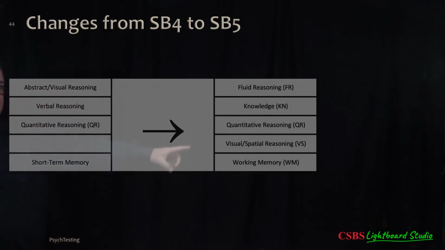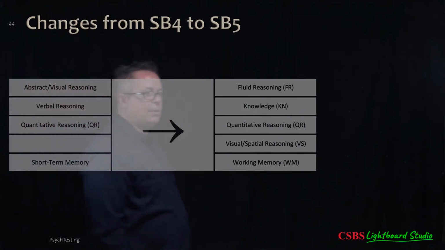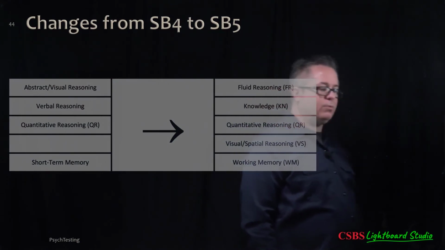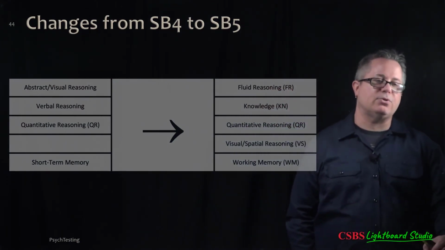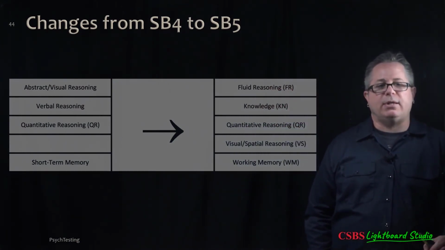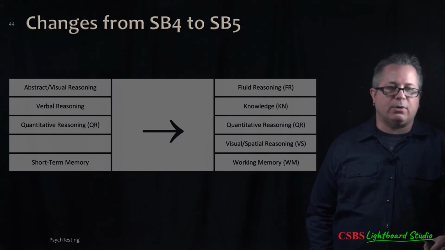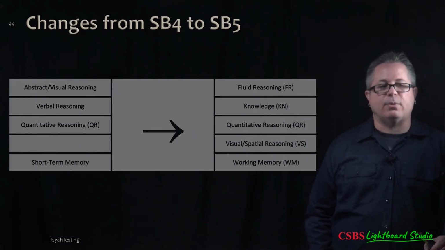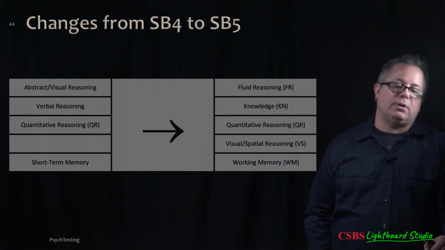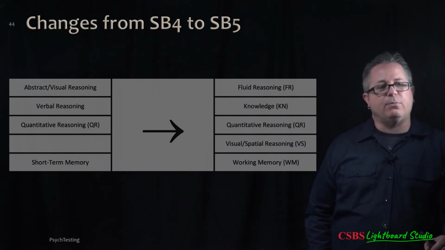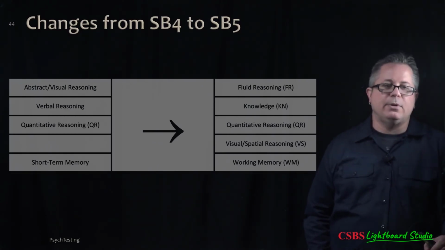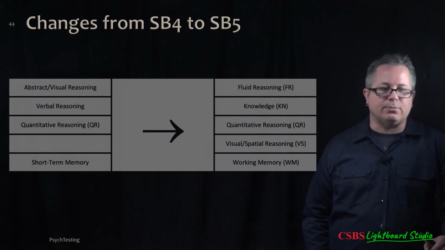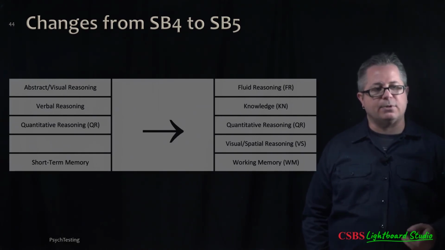So visual spatial is new. Abstract visual reasoning, what they had before, they now renamed as sort of fluid reasoning. What was before verbal reasoning was now rebranded as sort of knowledge. Quantitative remains sort of the same. Working memory stayed the same. Short-term memory now took on a different flavor in terms of being more about working memory, not just short-term, but it was a similar memory subscale.